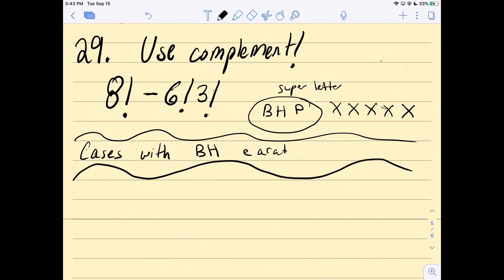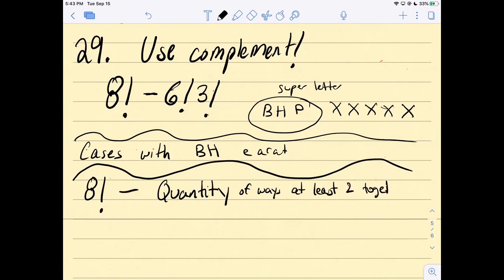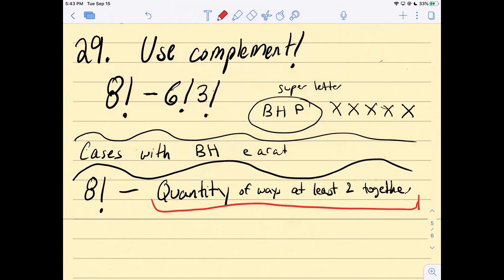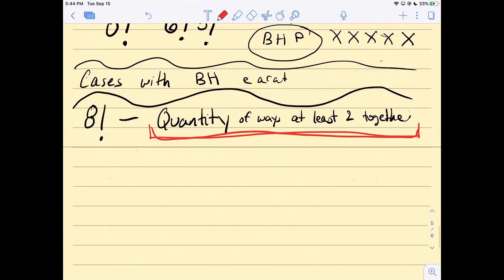How about I leave you with an idea? So do 8 factorial minus an interesting quantity. Quantity of ways where at least 2 books are together. And focus on how to calculate this quantity. So that's what I'll leave you with. And you're very, very close. I think you guys are.